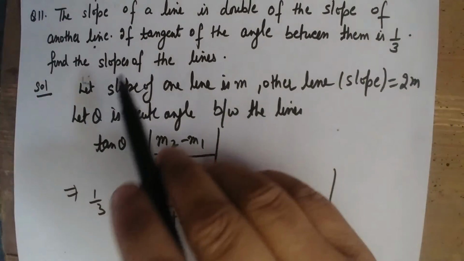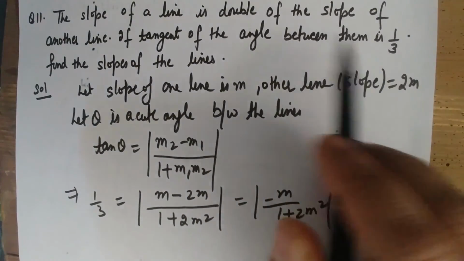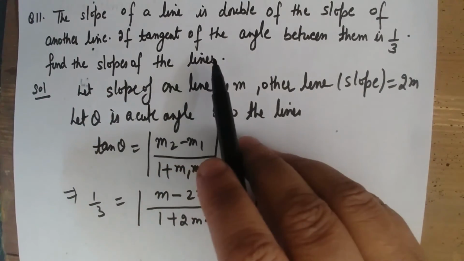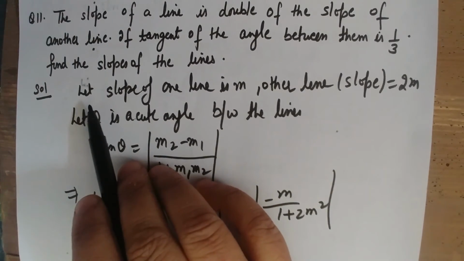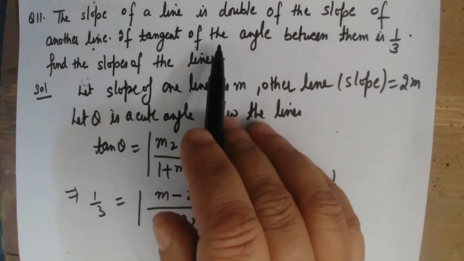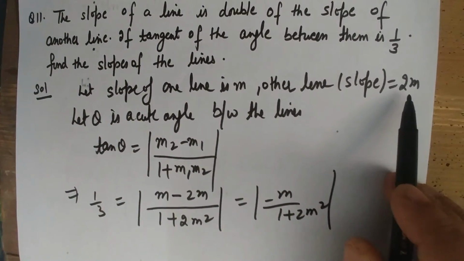Number 11. The slope of a line is double the slope of another line. If the tangent of the angle between them is 1/3, find the slopes of the lines. So let us start solving it. Right? There are two lines. The slope of one is double that of the other. So if the slope of one line is m, then the other line will have the slope 2m.